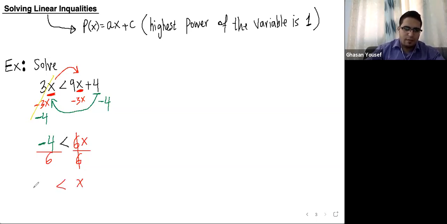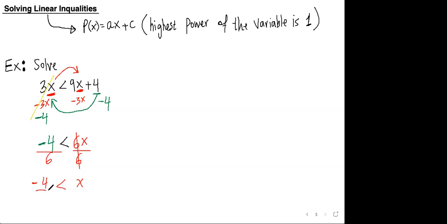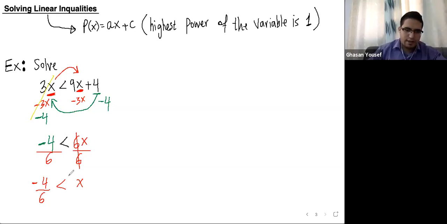greater than minus 4 over 6, which is negative 2 over 3. So here I can change the direction: x is greater than negative 2 over 3. The direction is x greater, so I make it on this side. x is greater than minus 2 over 3, and this is my solution.